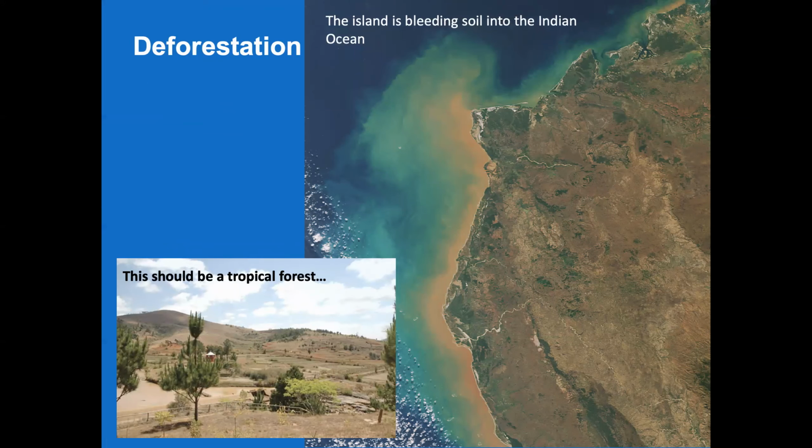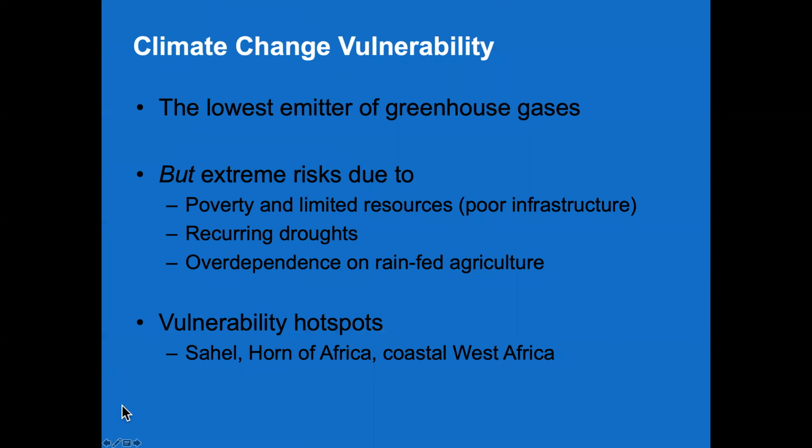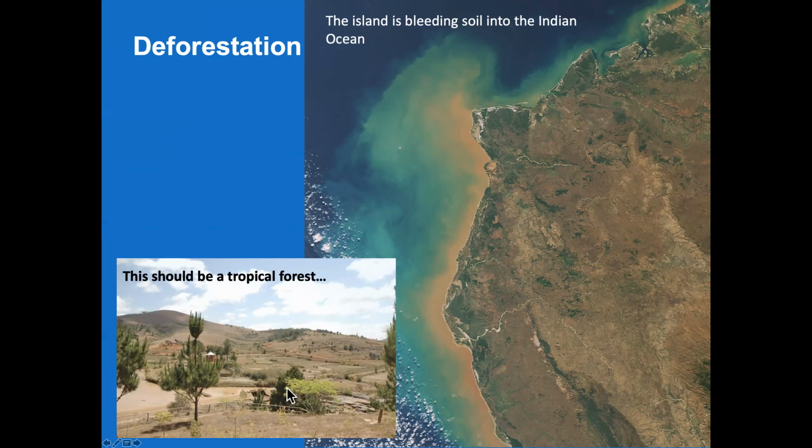So this image on the lower part of the screen should be a tropical rainforest. But because it's been deforested so heavily, it doesn't. It looks like a desert, actually. And notice the color of the water. It's a river flowing right through here. Notice how it's all brown. That means it's choked with sediment.